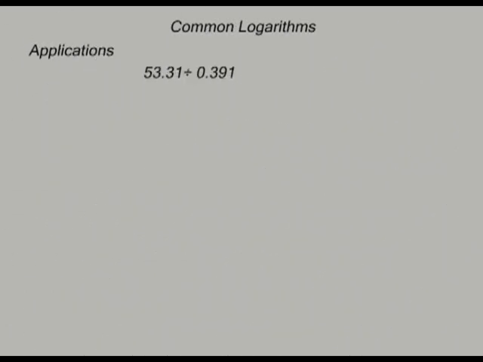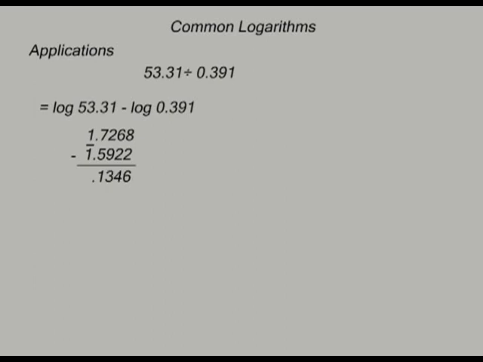What of 53.31 divided by 0.391? This is the same as log 53.31 minus log 0.391. For the first one, we start with 1 point. Put it here, and we shall have 1.7268. Next, start with 1 bar point. So we have 1 bar 0.5922. Subtract the two logs, we shall have 6 here, we have 4, 3, 1, and then we have 1 minus 1 bar, and that gives us 1 plus 1, which is equal to 2.